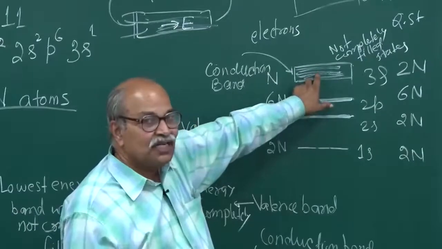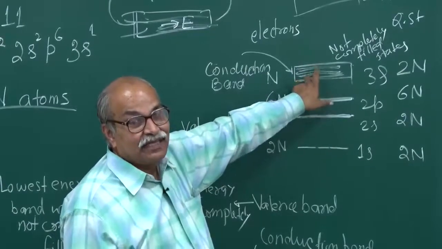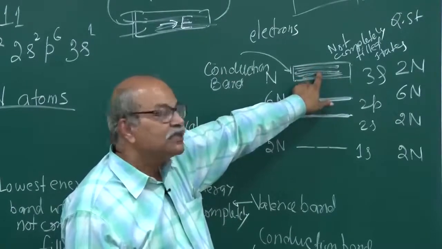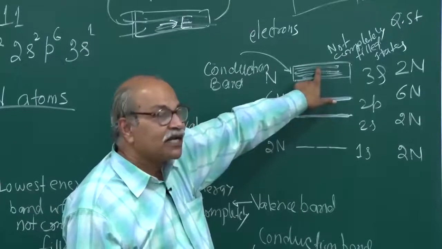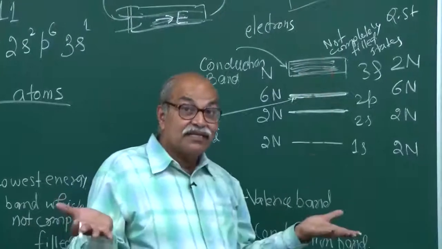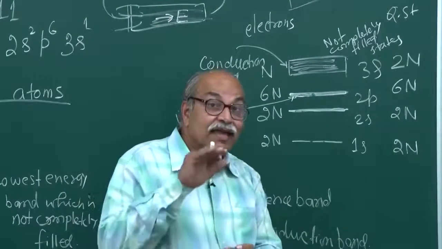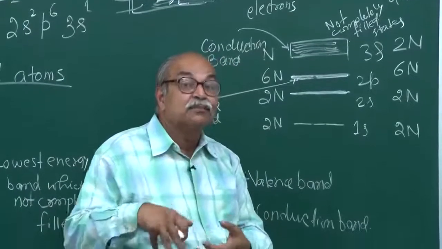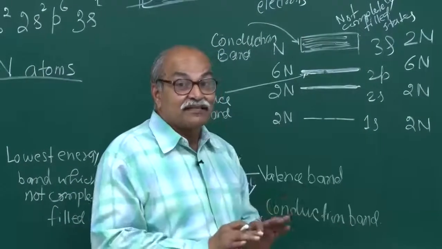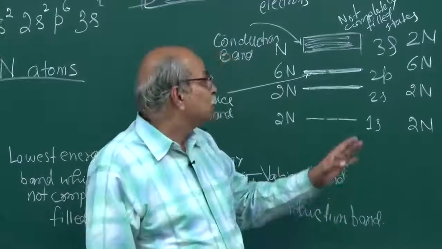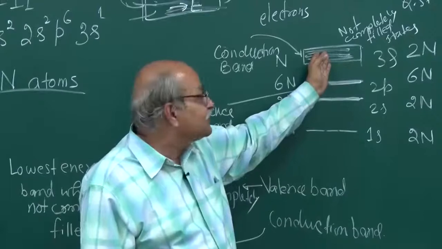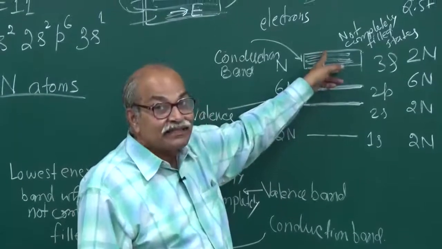But here you have lots of empty quantum states. So if a particular electron takes up that energy and goes to a quantum state with a little more energy, that state is available, and therefore the electron can respond to the electric field, it can be accelerated by the electric field, it can move. That is how these electrons take part in conduction, and therefore this whole band is known as the conduction band.